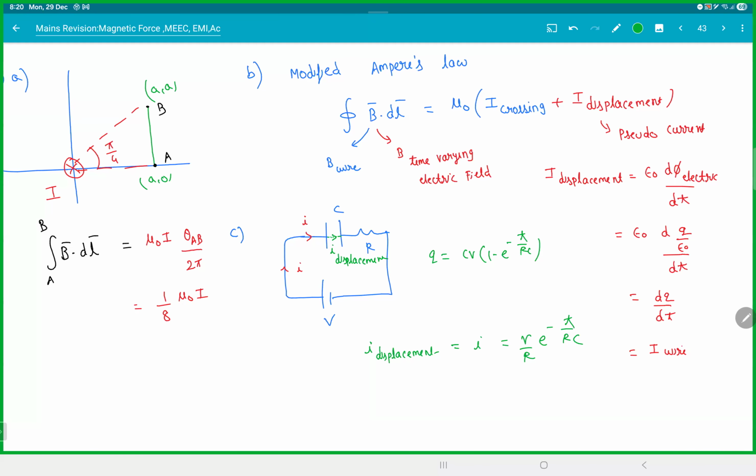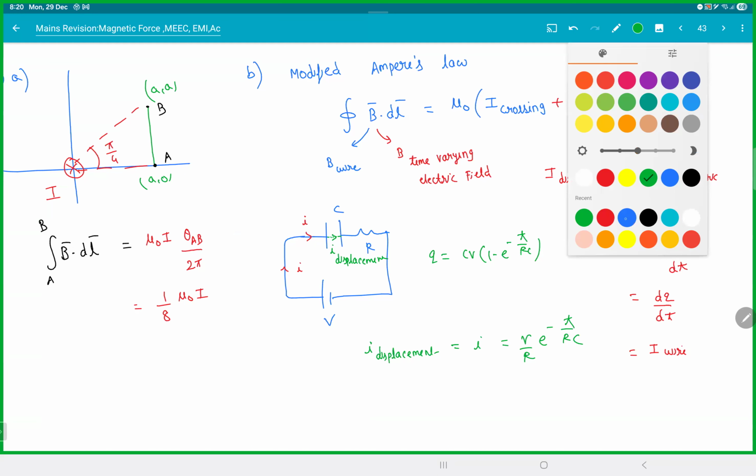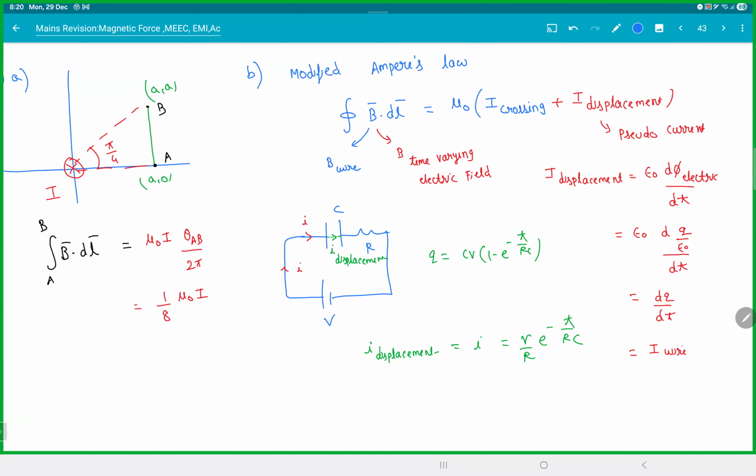So you just need to know two things. What is displacement current? It comes because of a correction. People didn't realize an electric field can create a magnetic field. So when they realized it, they needed to introduce a factor which can take care of this electric field.